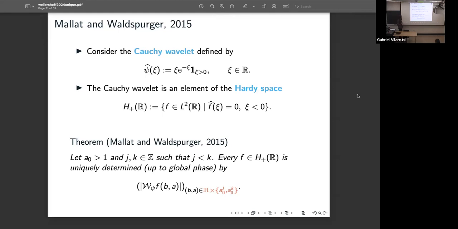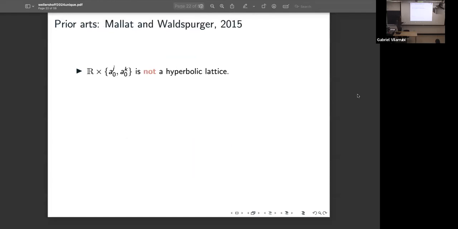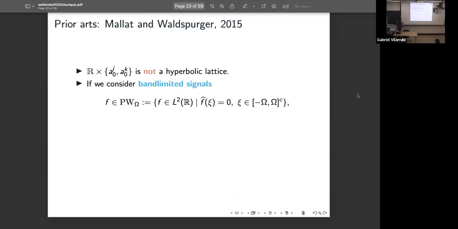Now, I highlight the r times a0 to the j, a0 to the k in orange because there is something undesirable here, which is that that's not actually a hyperbolic lattice. In fact, it's not a discrete set at all. So we would like to go from this to a discrete set. There is a very simple trick that you can do here. We're eventually going to do something else, but I just want to point out that you can look at band limited signals, and I'll denote them by PW omega. PW stands for Paley-Wiener.